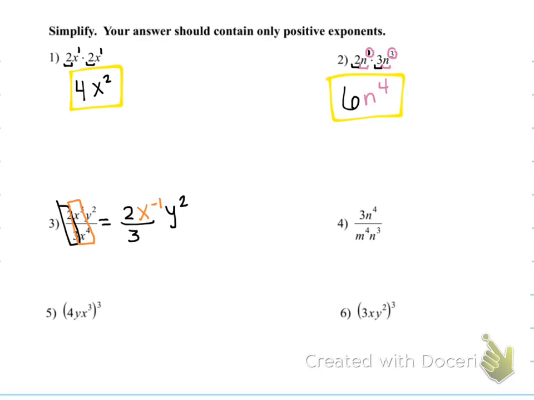But like I've said before, we don't want any negative exponents. So to make that positive, we're going to switch it to the bottom. So my final answer here is 2y squared over 3x.